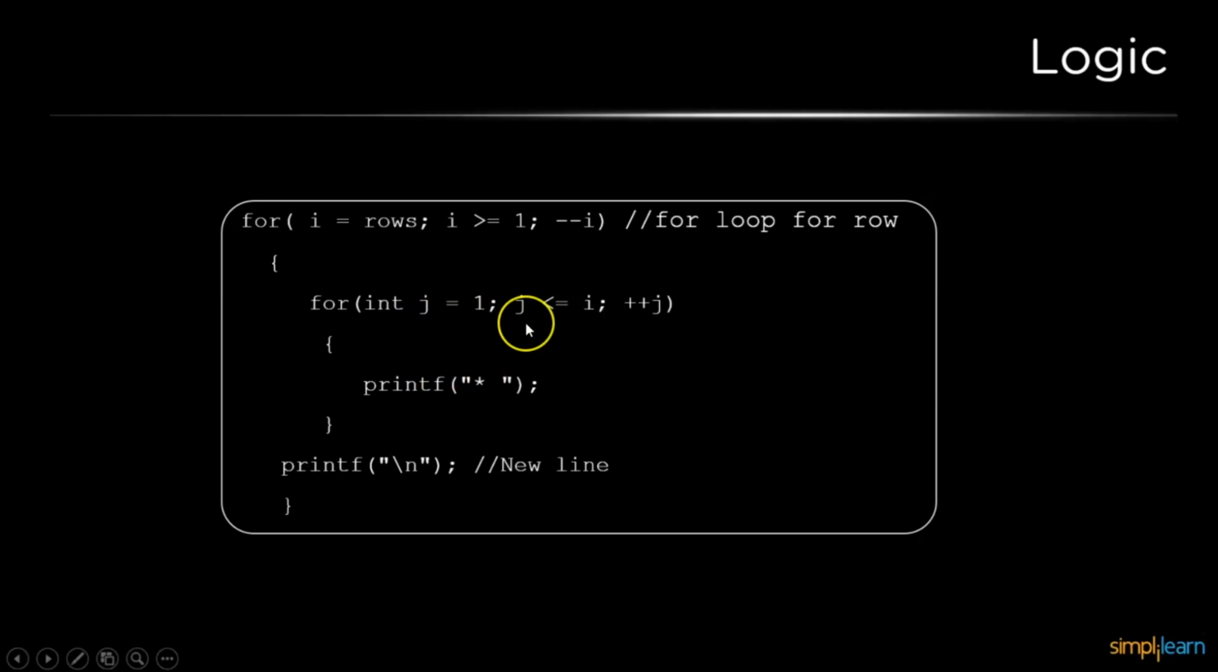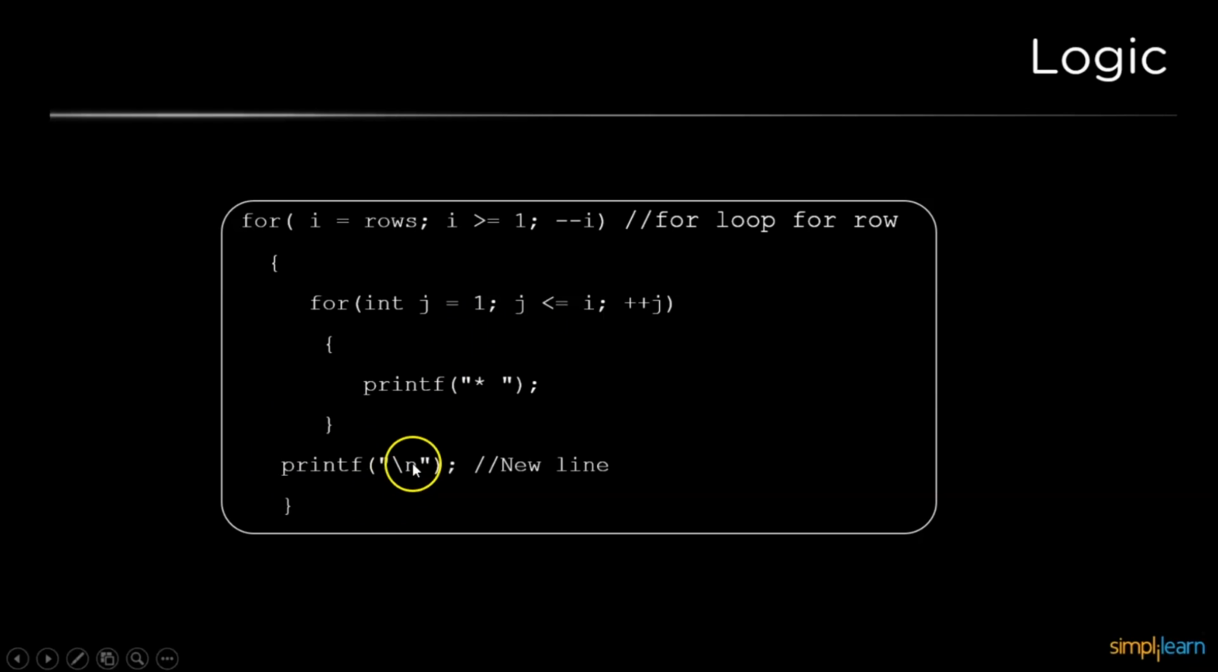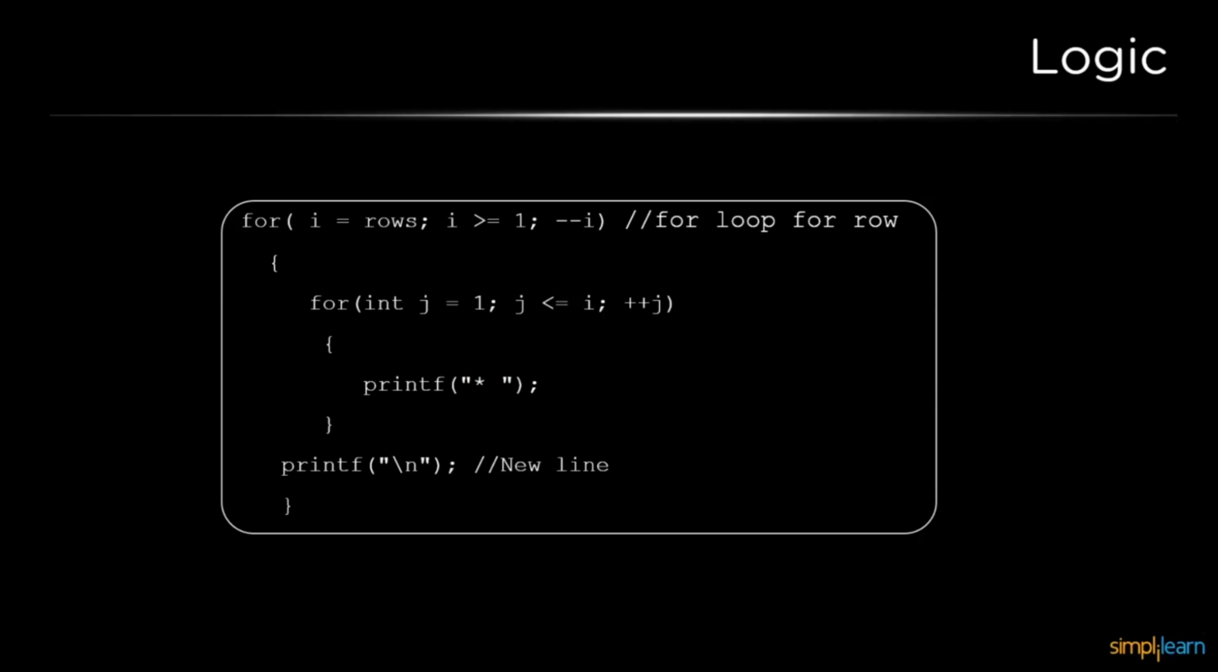So this will repeat until the condition is not satisfied. So once the control comes out, the control transfers to the new line. So again, it goes to the outer for loop and decrements I value by 1. So now I value is 4. So 4 greater or equal to 1, which is true. So it comes back to the inner for loop, and this will repeat until it forms a pattern of inverted right angle triangle. So now let's execute the program and look at the output.